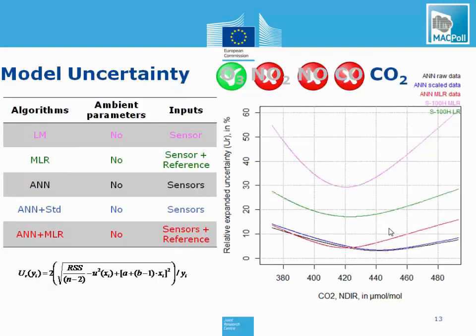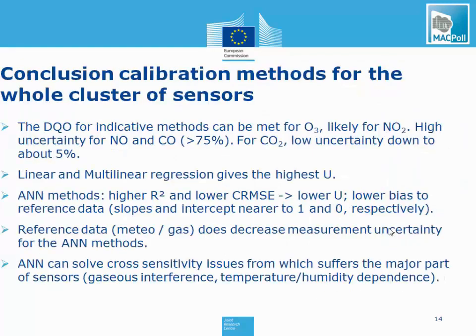And finally, for CO2, this was really easier because the level is higher. We reach a really low uncertainty with the neural network, both standardized and raw data, more or less 5% of uncertainty at 440 ppm. This is the last slide.